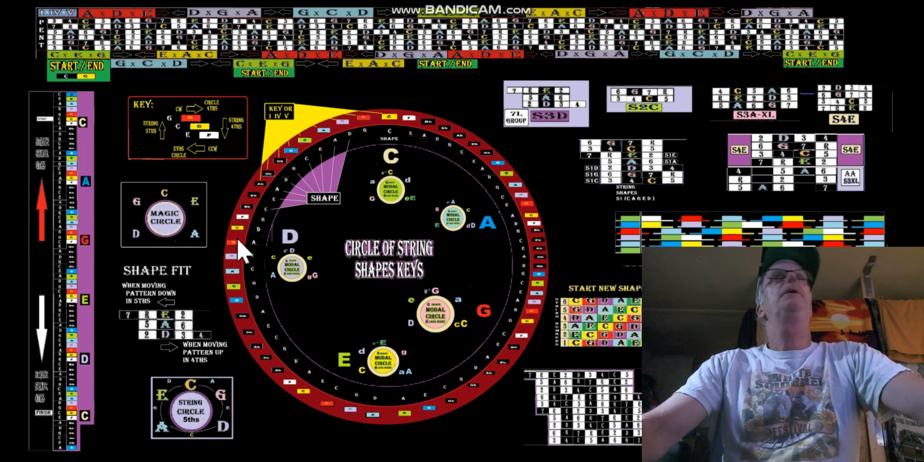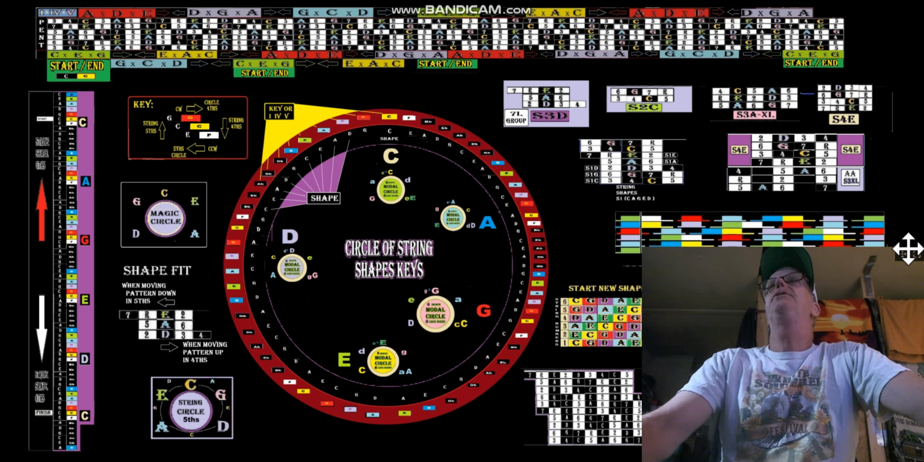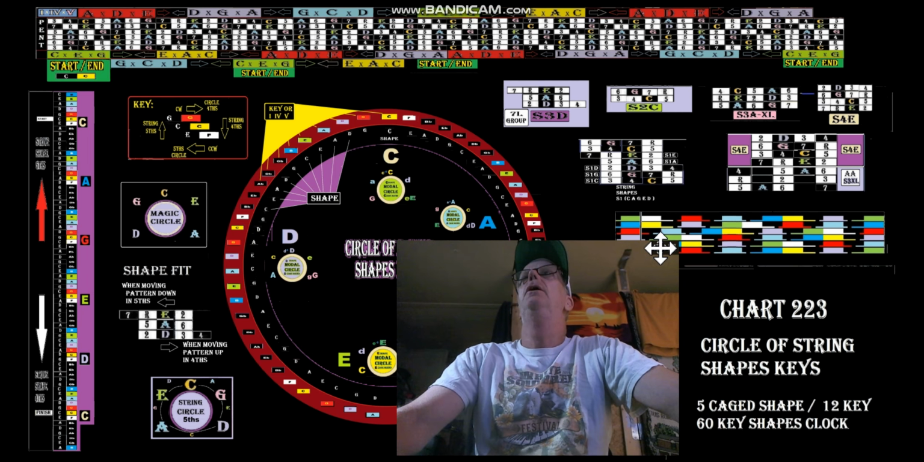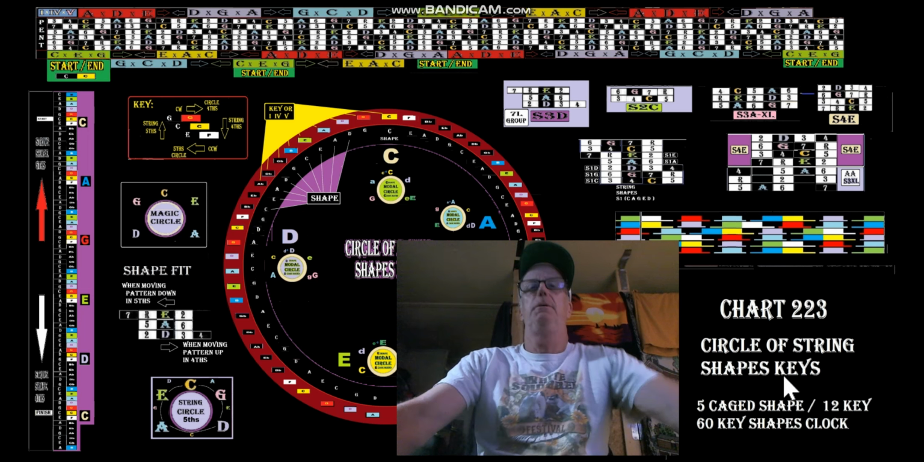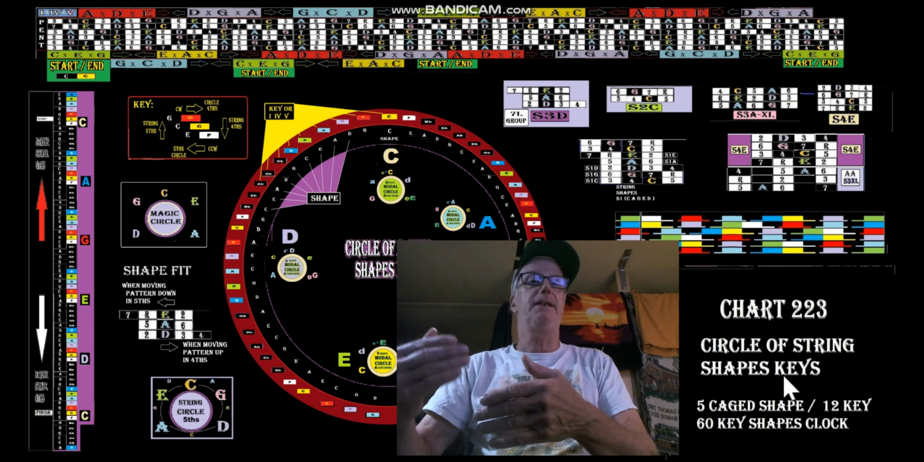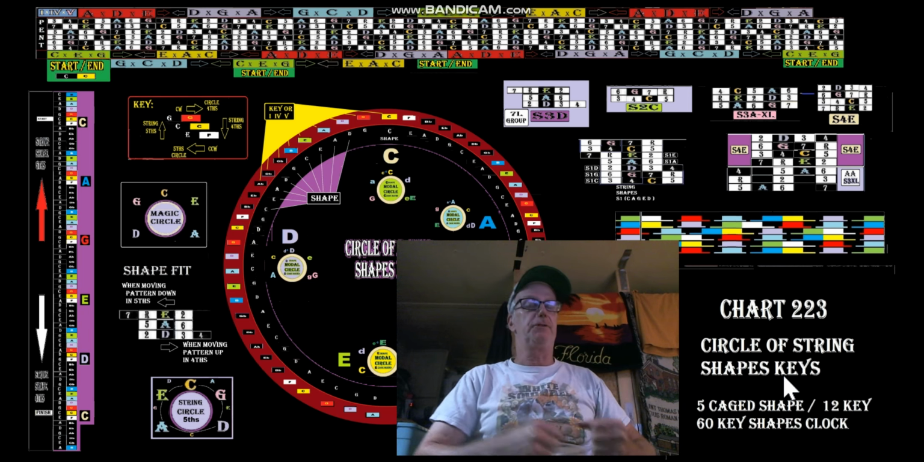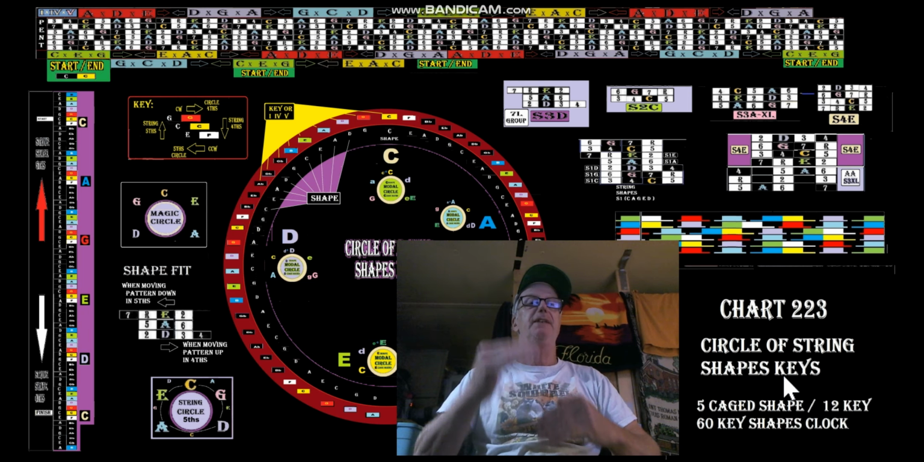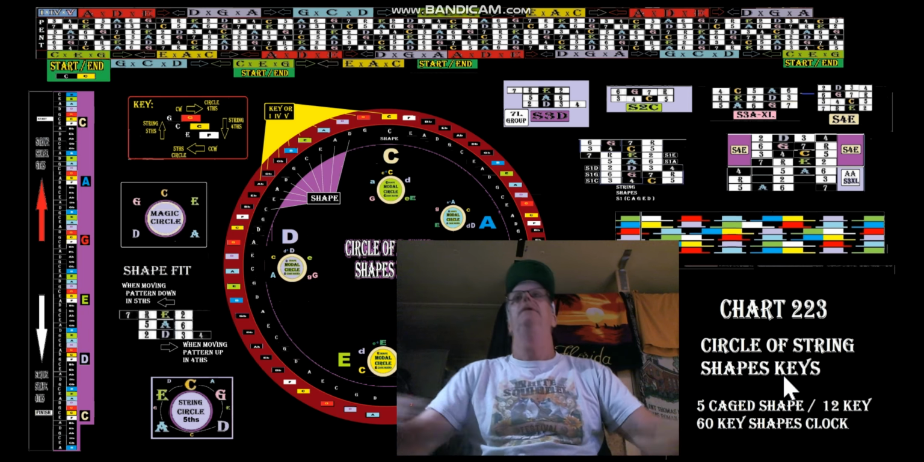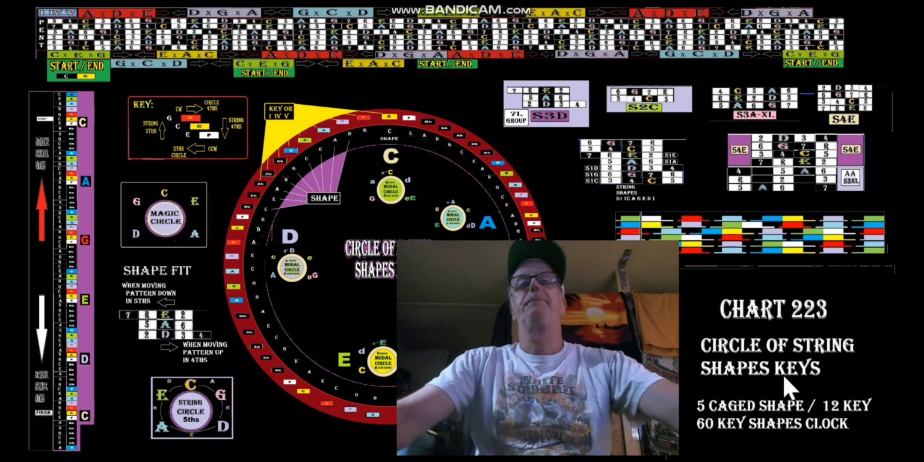Okay, so here we have it. This is chart number 223. Circle of string-shaped keys. Remember, string-shaped keys. So we have our string shape, which is the bottom string of the cage box, and the key that we're playing in. So there's 60 of them.